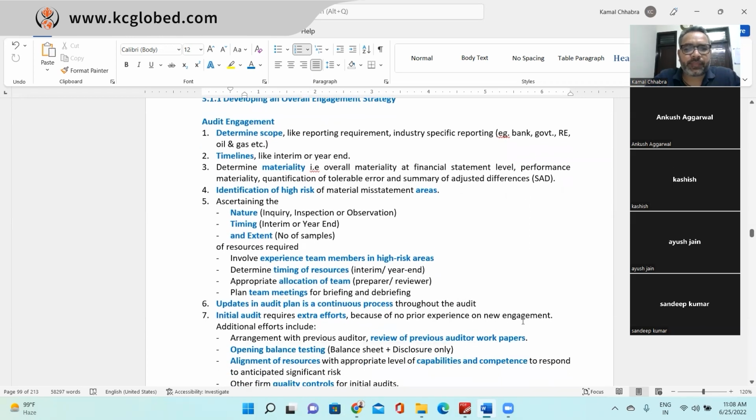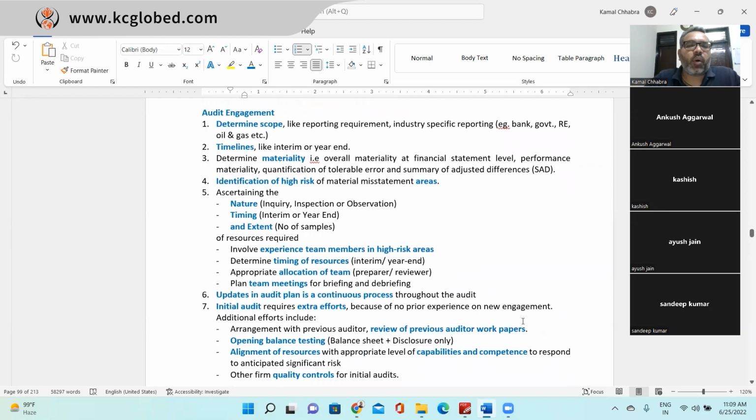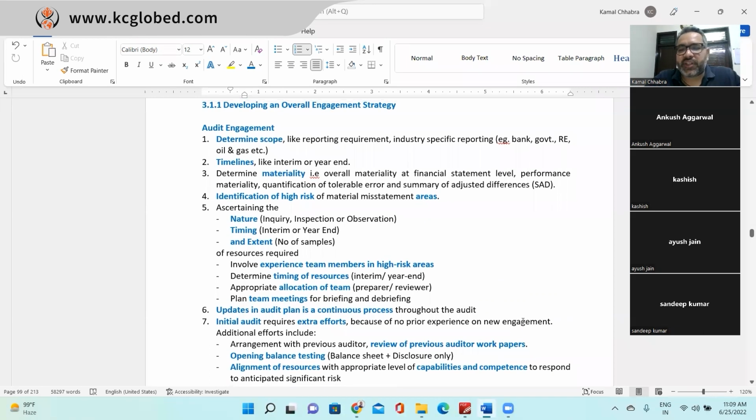First, let's understand developing an overall engagement strategy, like we discussed earlier in the morning. So overall engagement strategy is a very high level engagement strategy. You can say 30,000 feet height. So in audit engagement, what do you do in the overall engagement strategy?